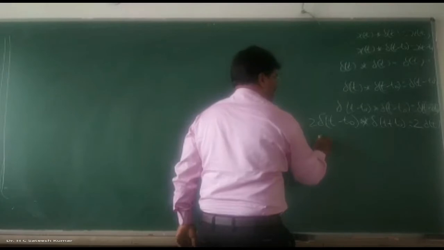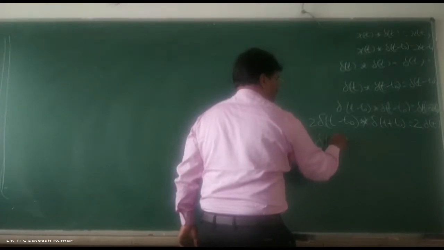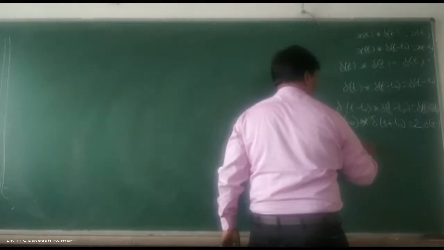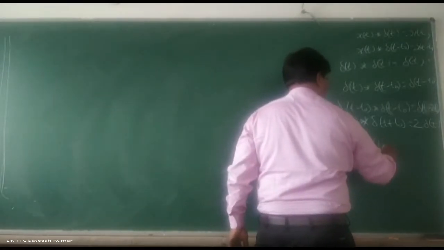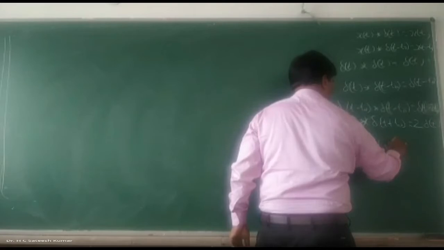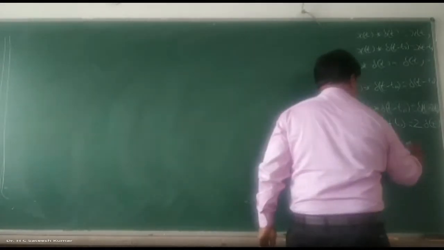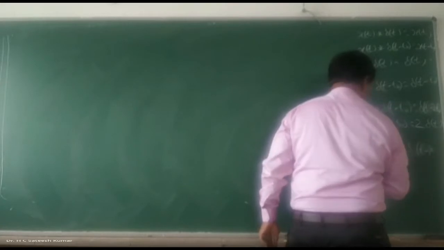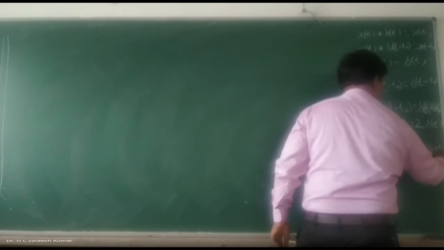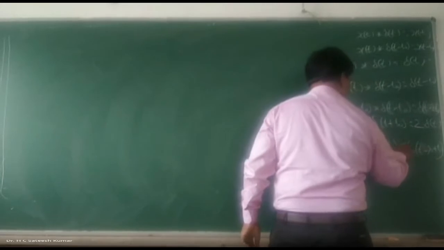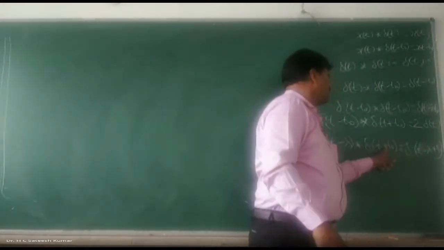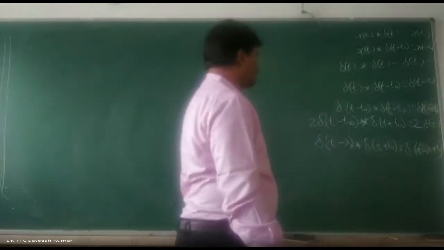Okay, right. In general, delta of t minus lambda convolved with delta of t plus t naught is equal to delta of t minus lambda plus t naught. Don't worry about the notations, but you should understand that minus lambda means minus lambda, and plus t naught means plus t naught. That's what you should remember.